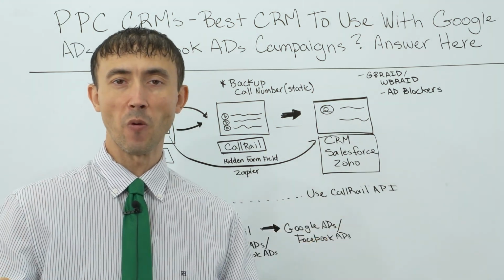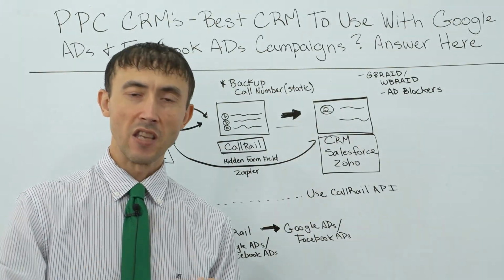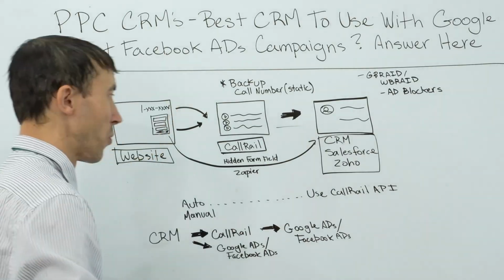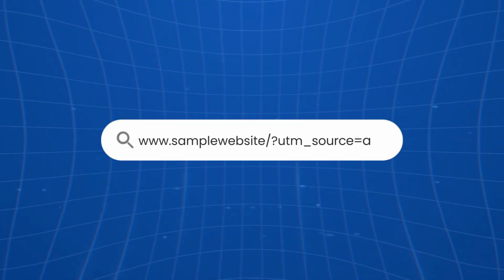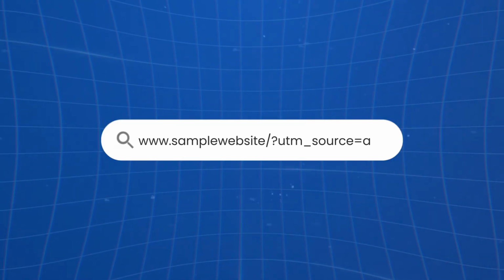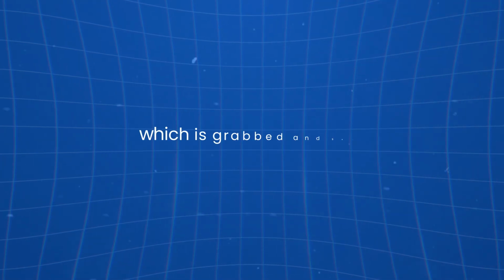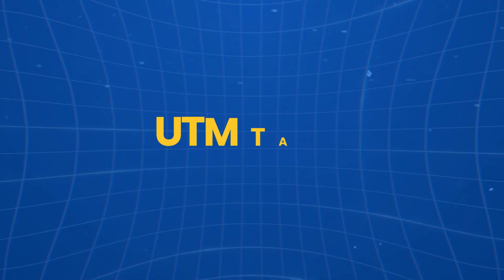It's a field on your form that you can't see, but it's meant to get the keyword, the ad the user clicked on, and so forth. The way it works is those hidden form fields pick up data from the URL bar. At the end of the URL, when the user clicks on an ad, there'll be details which are grabbed and sent with the hidden form field. These are typically called UTM tags.